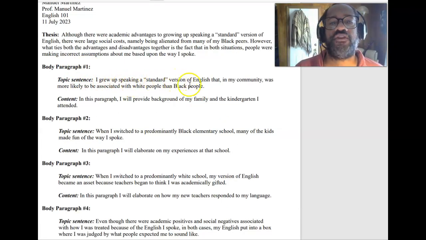I grew up speaking a standard version of English that in my community was more likely to be associated with white people than black people, right? And the content in this paragraph, I'll provide background of my family and the kindergarten I attended, right? And that's it. Just 2 sentences. That's all I needed.